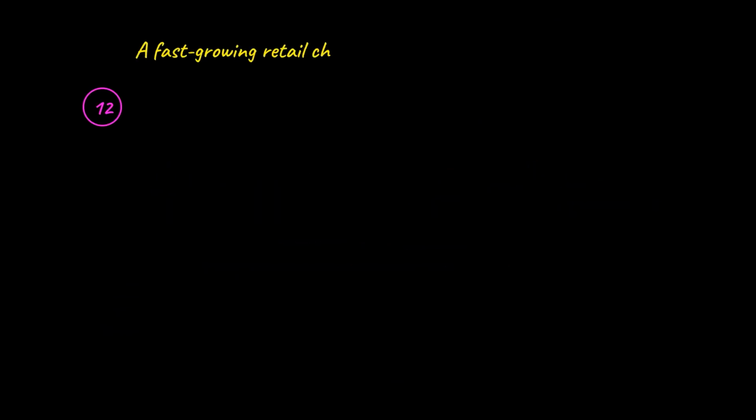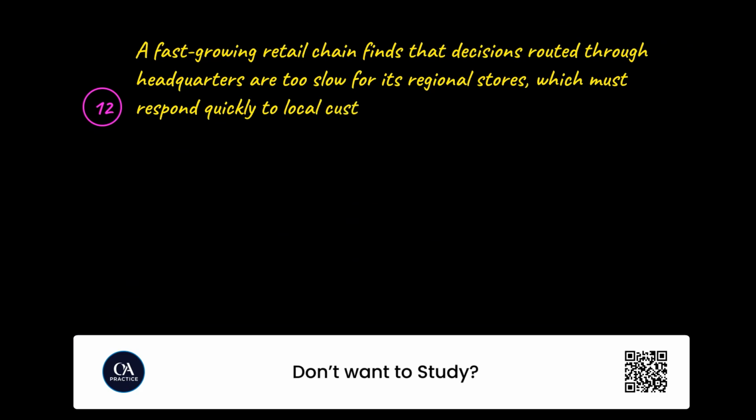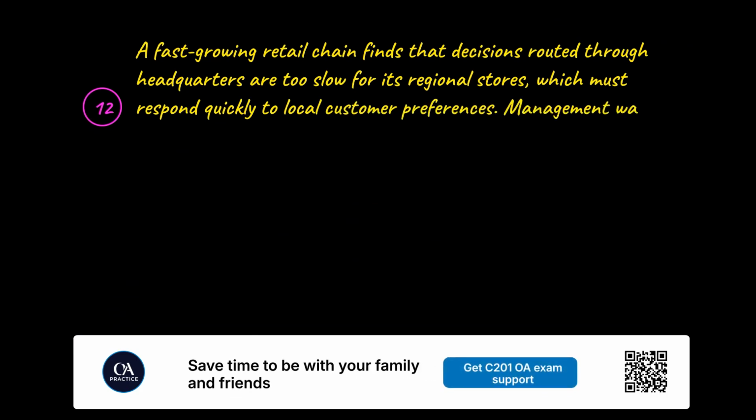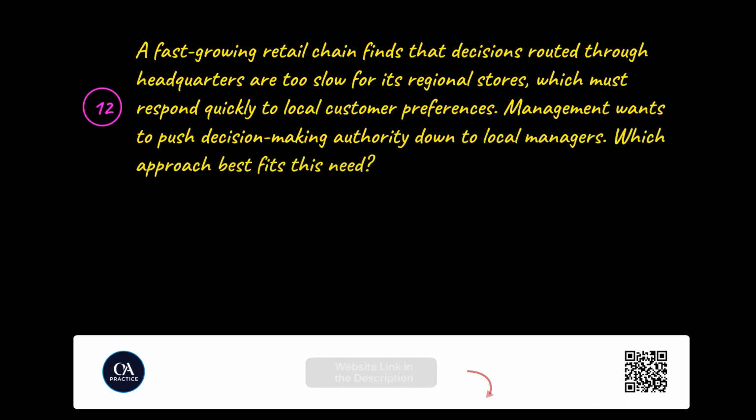Question 12. A fast-growing retail chain finds that decisions routed through headquarters are too slow for its regional stores, which must respond quickly to local customer preferences. Management wants to push decision-making authority down to local managers. Which approach best fits this need?